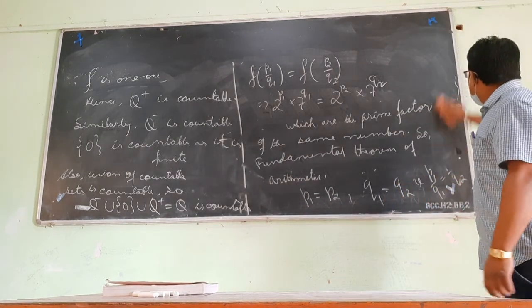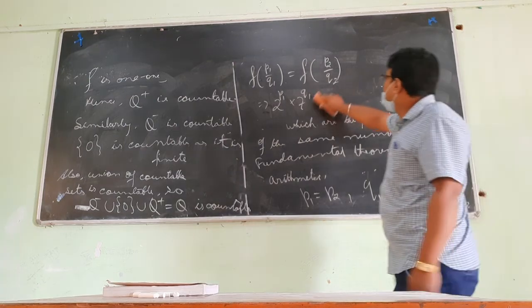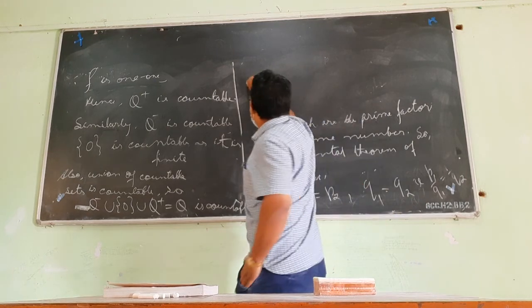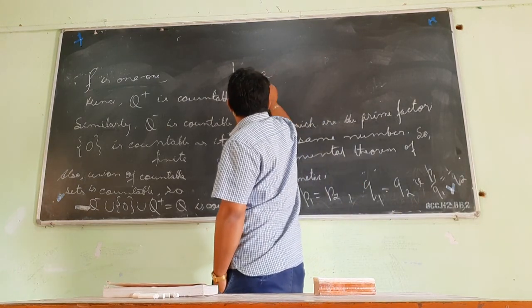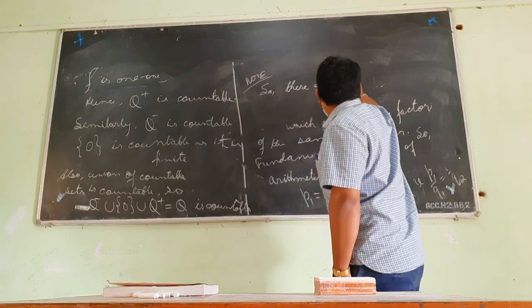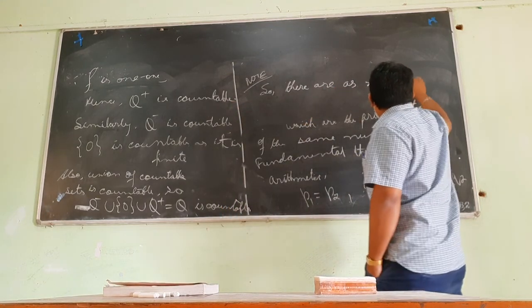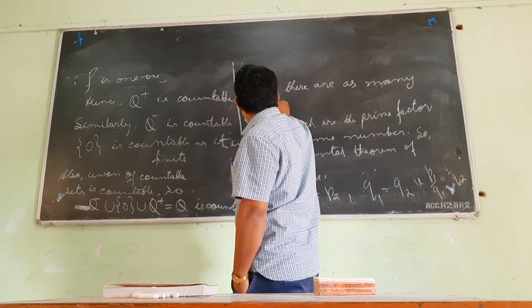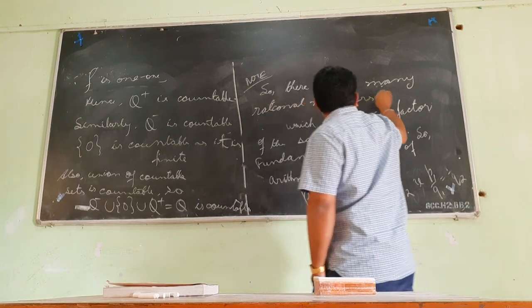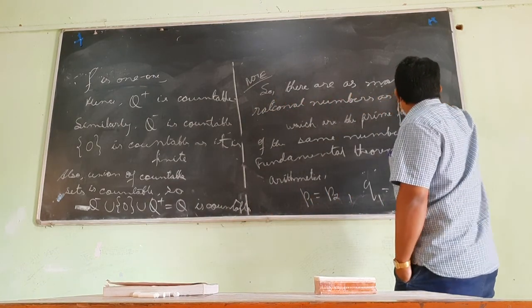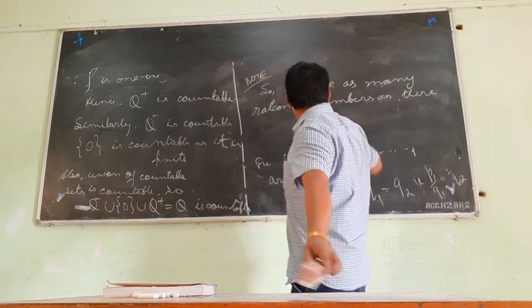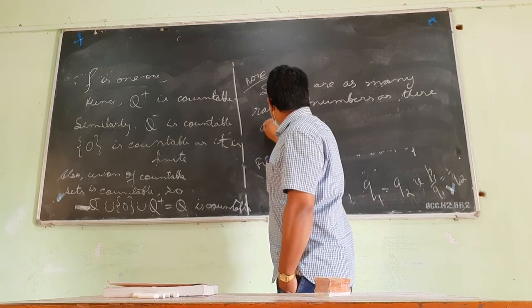Okay. Now let us go to this part. So from here, what can we conclude? There are as many rational numbers as there are natural numbers.